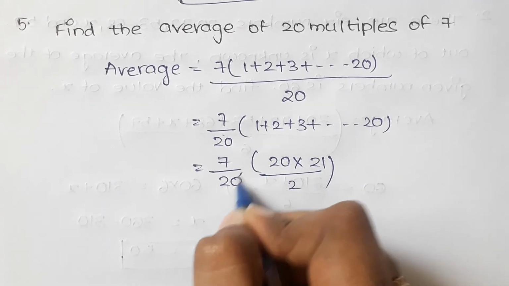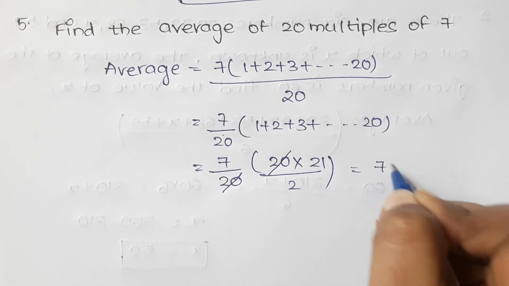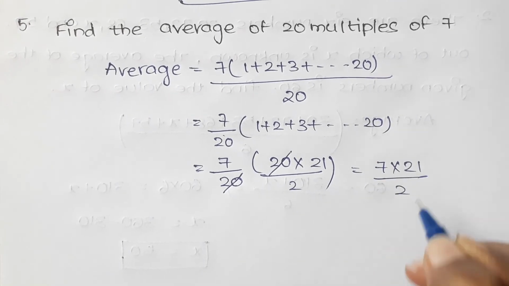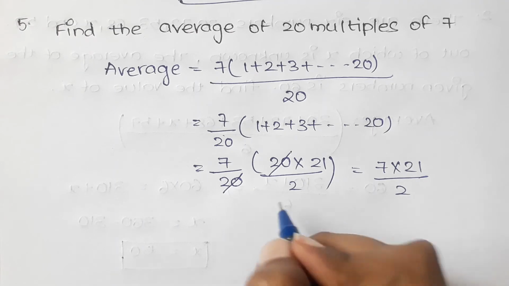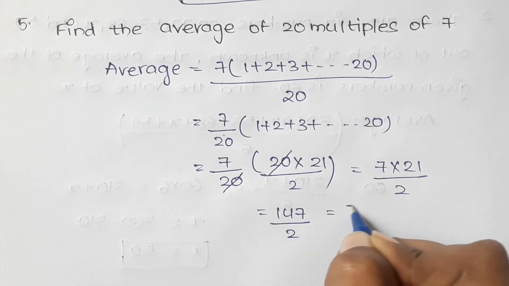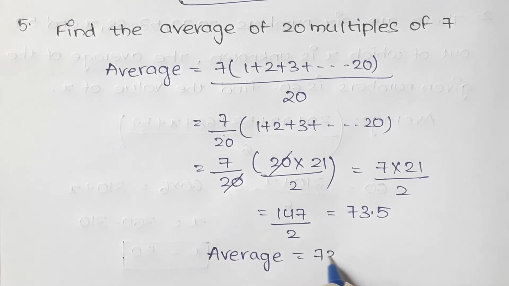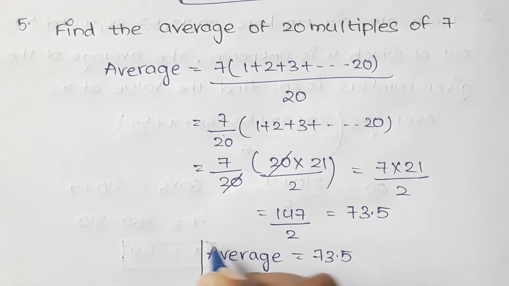And now these 20 and these 20 get cancelled. Finally 7 into 21 by 2, and the answer is 147 by 2, that is 73.5. And now the average of 20 multiples of 7 is 73.5. And this is another model.